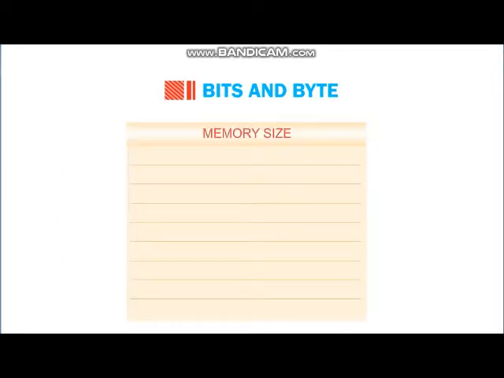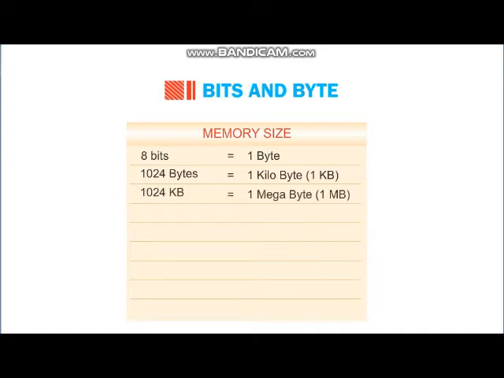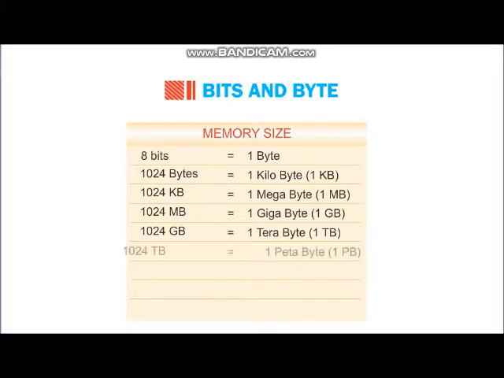Take a look at this memory size table here. 8 bits is 1 byte. 1024 bytes is 1 kilobyte, 1 KB. 1024 KB is 1 megabyte, 1 MB. 1024 MB is 1 gigabyte, 1 GB. 1024 GB is 1 terabyte, 1 TB.